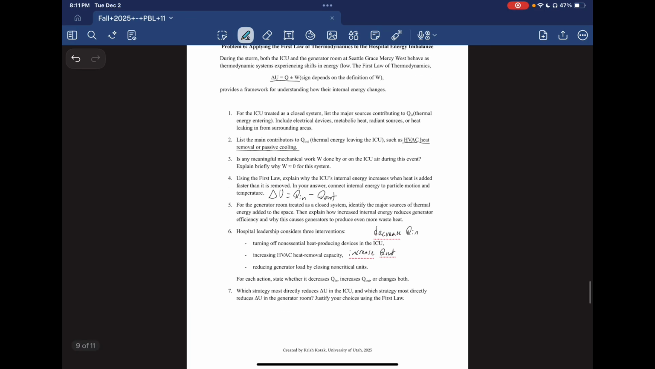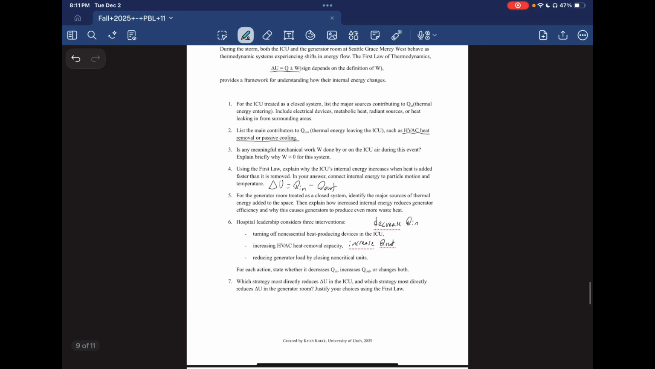But which strategy most directly reduces delta U in the ICU and most directly reduces delta U in the generator room? Well, for the ICU, you could argue that either of these most effectively reduce delta U. It just depends on how much they either decrease the energy in or increase the energy out by. And obviously, reducing the generator load by closing non-critical units is going to most directly reduce delta U in the generator room because Q in for the generator room is decreasing.